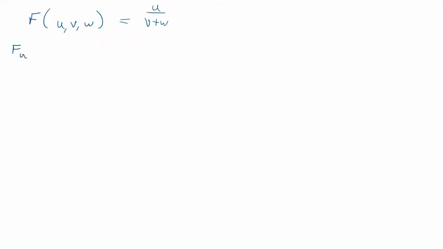I can find the partial with respect to u, the partial with respect to v, and the partial with respect to w. So if I'm finding the partial with respect to u, then I am going to hold v and w constant. Okay, so I'm going to think of these as constants. So this is like u over some number. All right, so what would the derivative of u over some number be, like u over 5 or u over 7? It would just be 1 over that number, right?